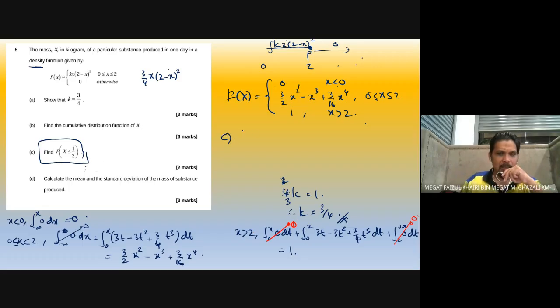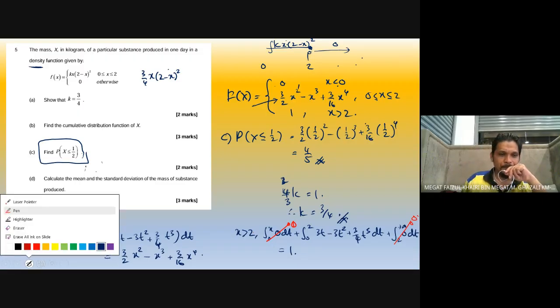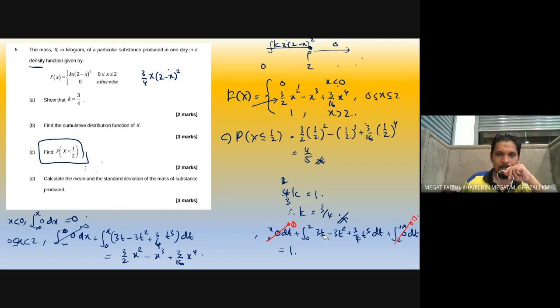Part C. Probability of x less than or equal to 1 over 2. You may use the cumulative function, it is this one. Use this: 3 over 2 times 1 over 2 squared, minus 1 over 2 cubed, plus 3 over 16 times 1 over 2 to the power of 4. And this gives you 4 over 5, or 0.8.